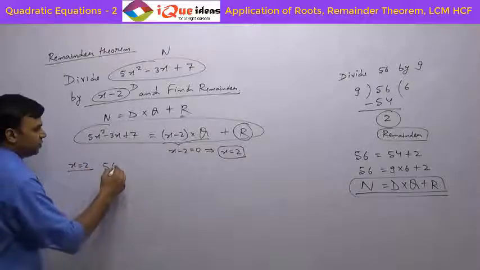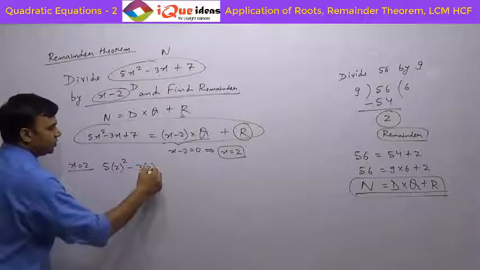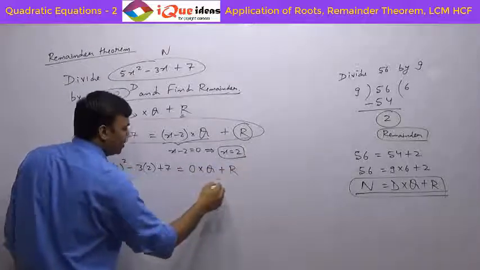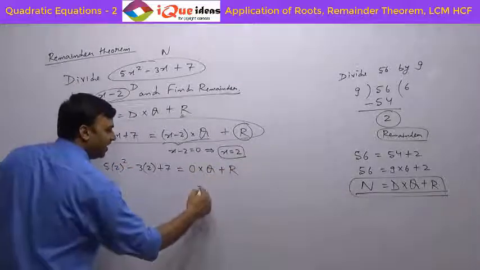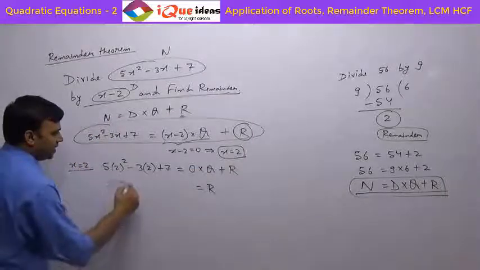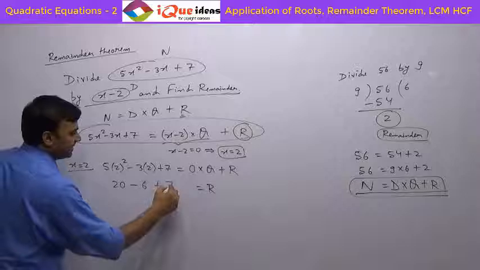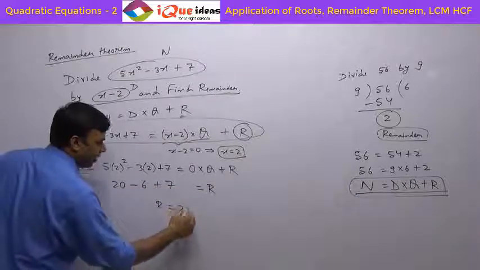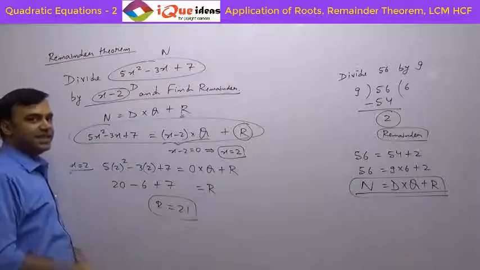It will be 5 into 2 square minus 3 into 2 plus 7, that is equal to 0 into q plus r. So automatically you will get the required remainder here, because 0 into q is 0. And this side will be 4 into 5, that is 20, minus 3 into 2 is 6 plus 7. So the required remainder is 20 plus 7, 27 minus 6 is 21. Right? So we are going to get the same answer.